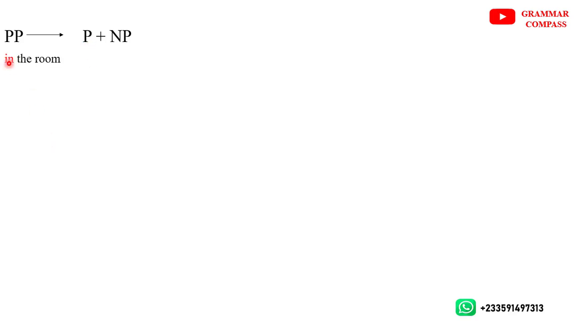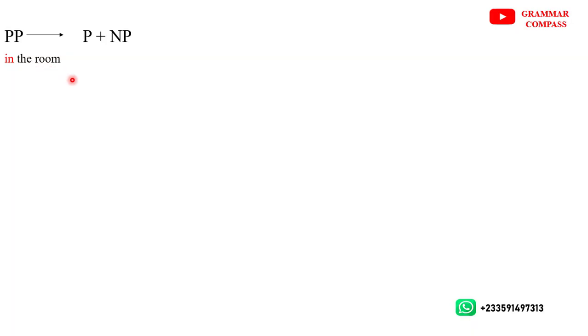We have in the room. Which of them is the preposition and which of them is the noun phrase? Obviously, in is the preposition and the noun phrase is the room. Therefore, whenever you have a prepositional phrase, it will always consist of a preposition followed by a noun phrase.